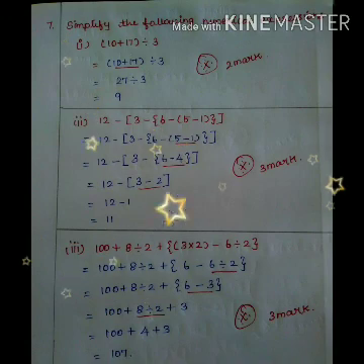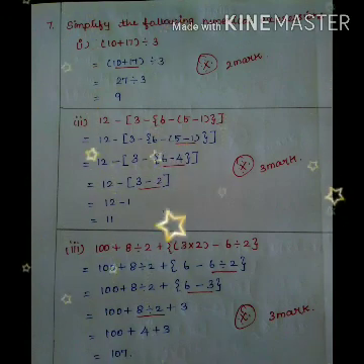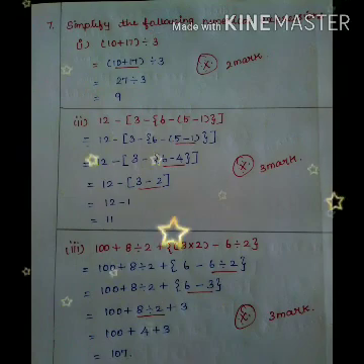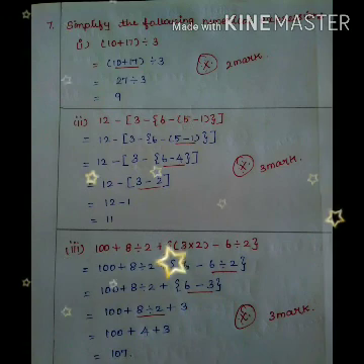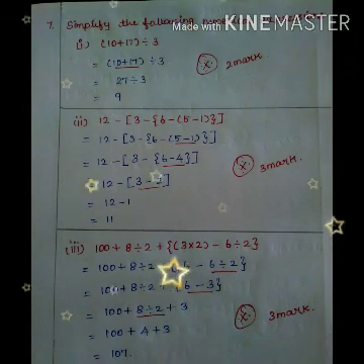So what is there inside the bracket? 10 plus 17. 10 plus 17, how much? 27. Now we want to divide this number by 3. Okay, 27 by 3, how much? 9. 9 3s are 27. So the answer is 9.